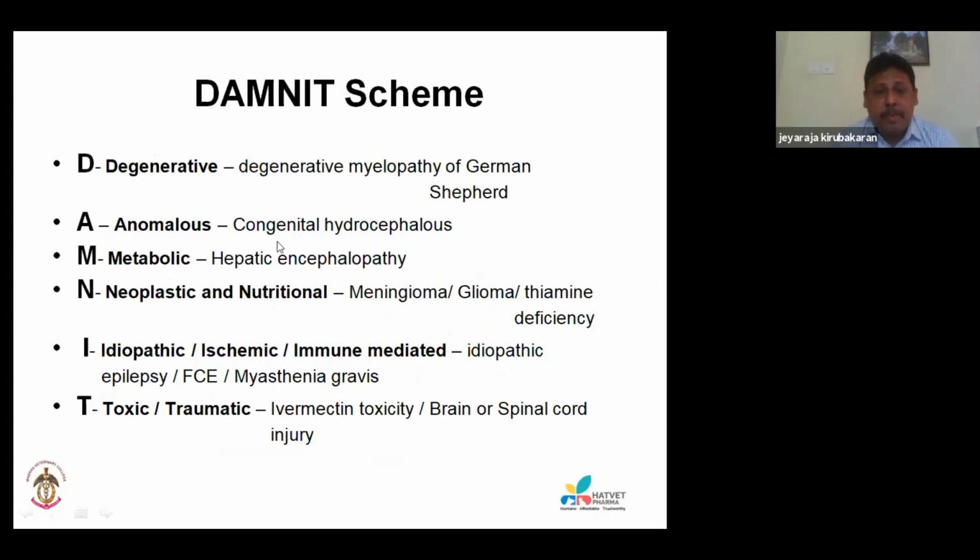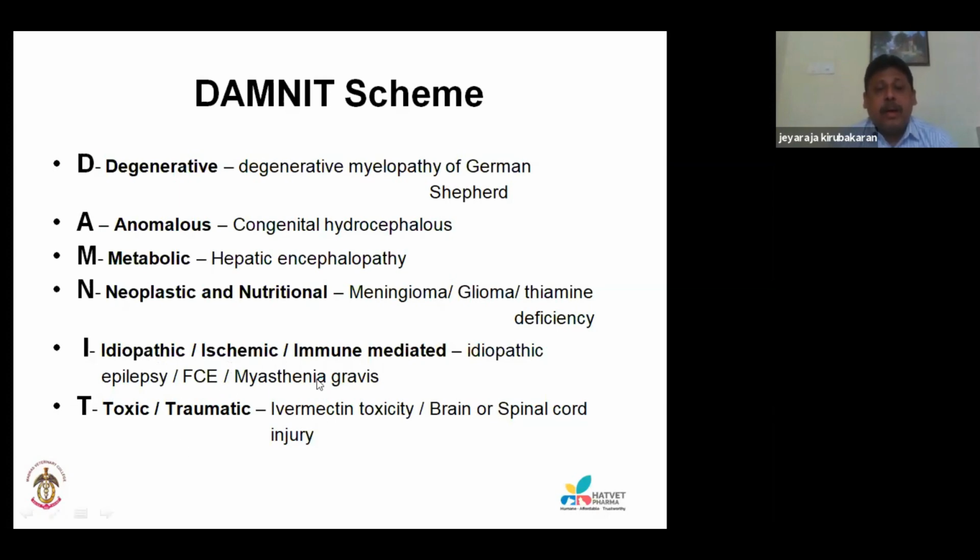Of course, we have discussed this. Anomalous is more commonly congenital hydrocephalus, hemi-vertebrae, all those things. Coming to metabolic: hepatic encephalopathy, uremic encephalopathy, insulinomas. The most common neoplasm seen in the brain is the meningioma, and the supporting cell neoplasm, that's glioma. Nutritional: thiamine deficiency, you all know about it. Then idiopathic epilepsy is among the idiopathic diseases. And ischemic is the FCE, fibrocartilaginous emboli, the emboli from the intervertebral disc causing obstruction to the spinal vasculature.